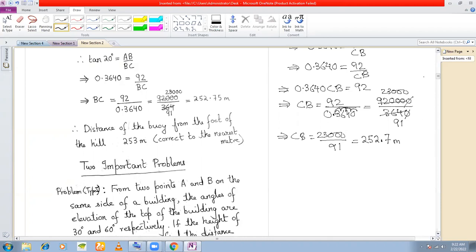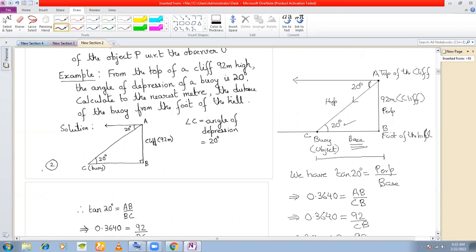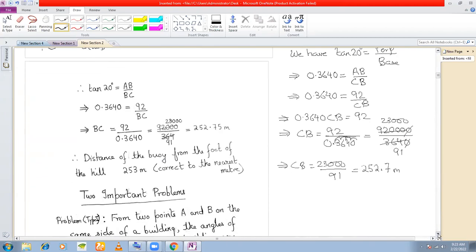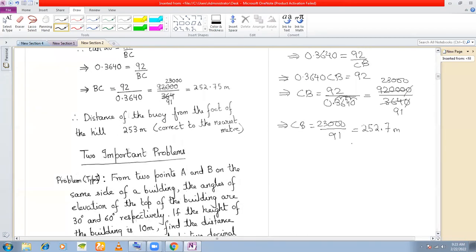Now, if you see in the question, they have asked you correct to the nearest meter, not one decimal place or two decimal place. They have asked you correct to the nearest meter. Now, 252.7 we get, so this is very close to 253, right? Meters. Because they don't want decimal, they have asked you to express the answer correct to the nearest meter. So you just write this as correct to the nearest meter. And that's it.